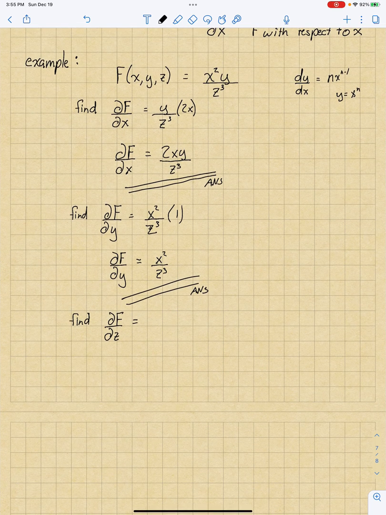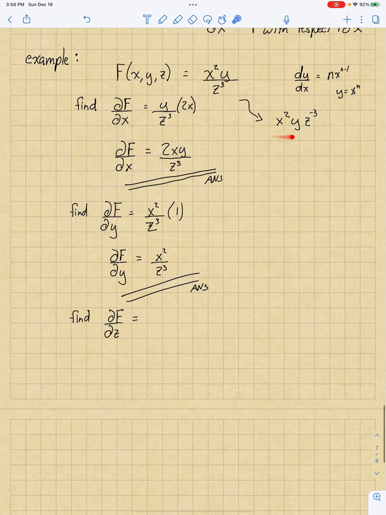In order to do that, we're going to rewrite our expression for f just a little bit. We're going to remember that this is also equal to x squared times y times z raised to the negative 3. Something in the denominator being raised to a positive value is the same as that thing in the numerator being raised to a negative exponent of the same magnitude. So this is the same thing. This is just f, and we've rewritten it.